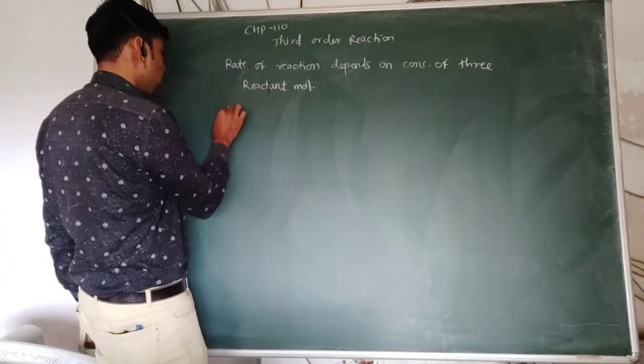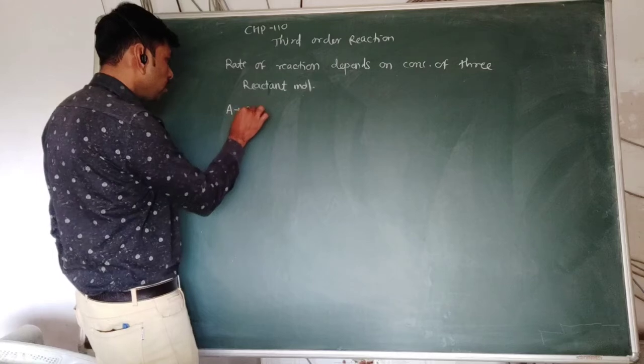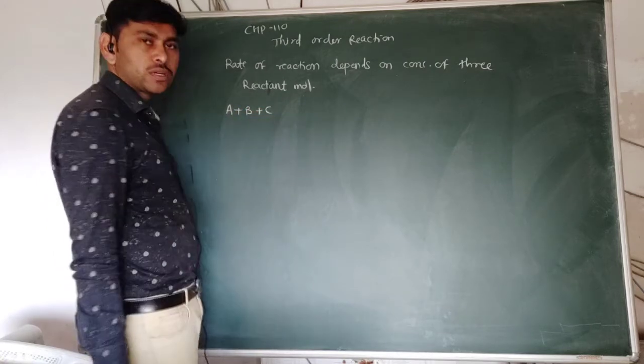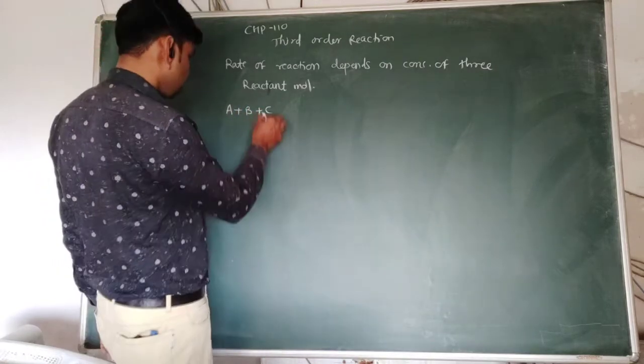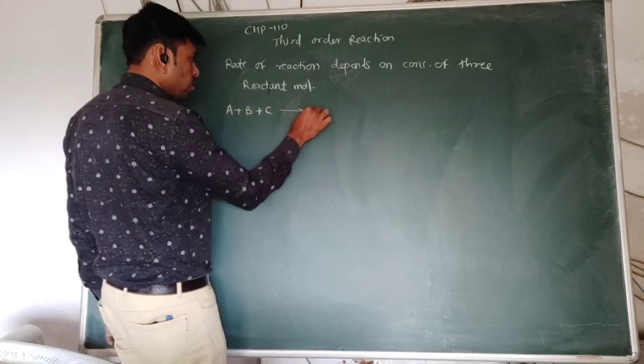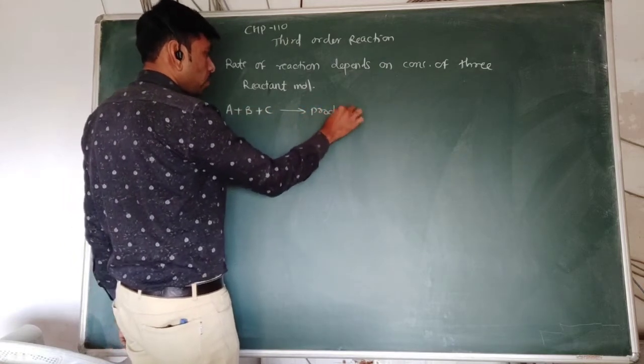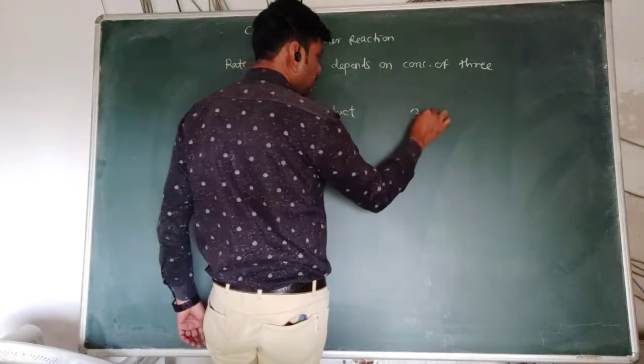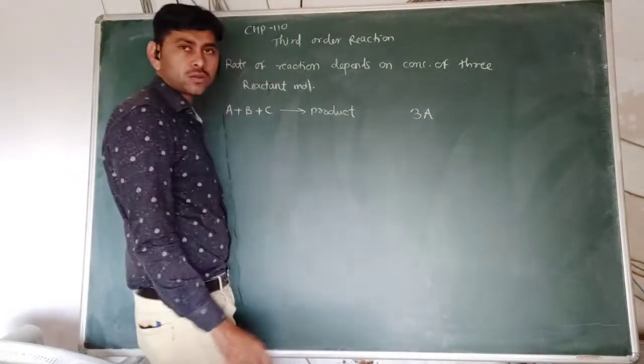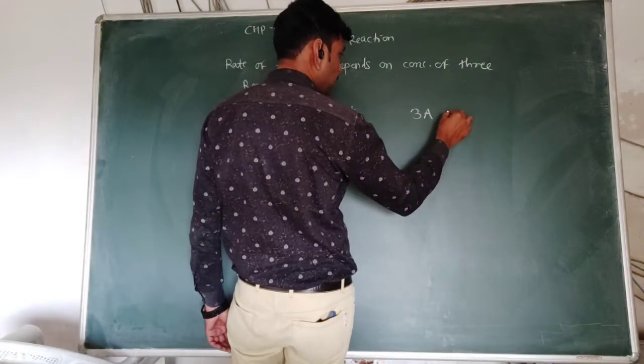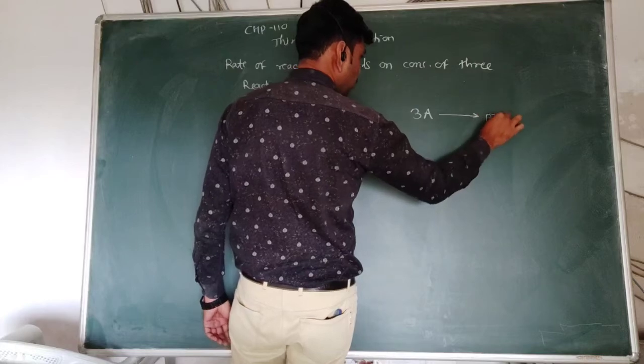Generally we represent the reaction, when three different molecules or different concentrations of reactant are used, as A plus B plus C equals product. When the initial concentration is the same for the three reactants, it may be written as 3A equals product.